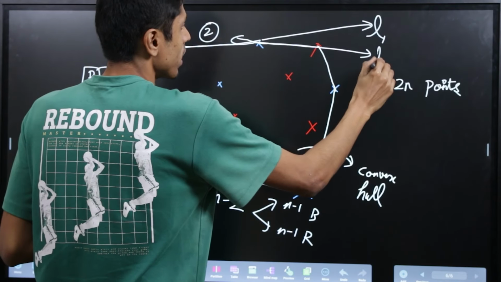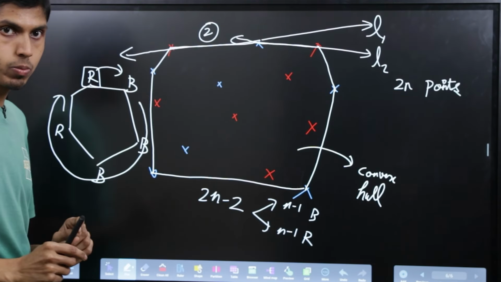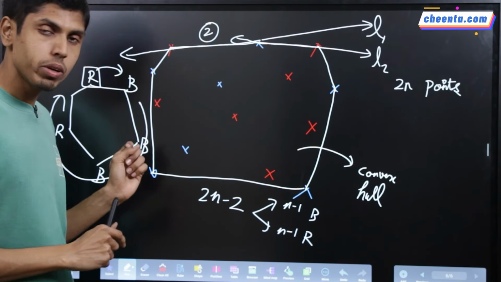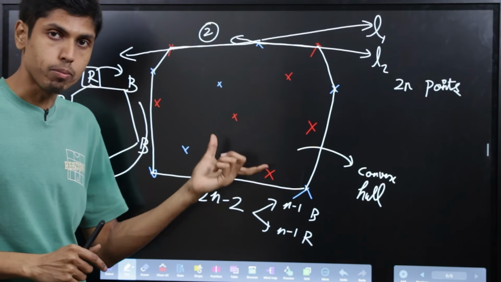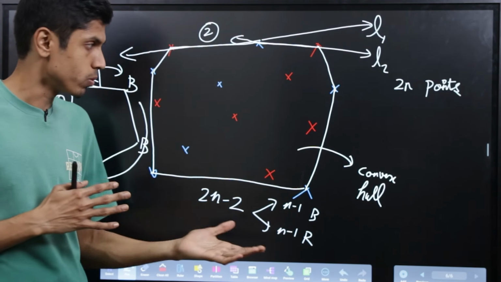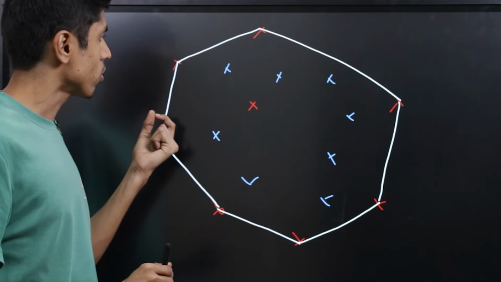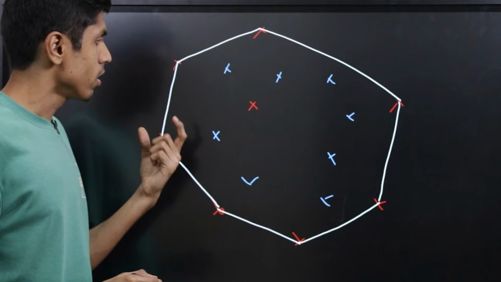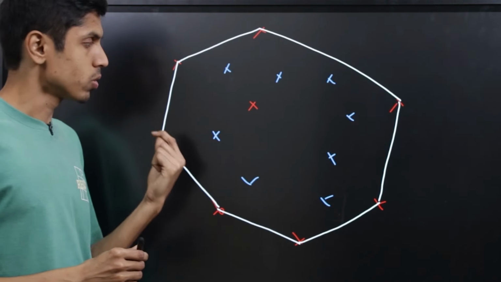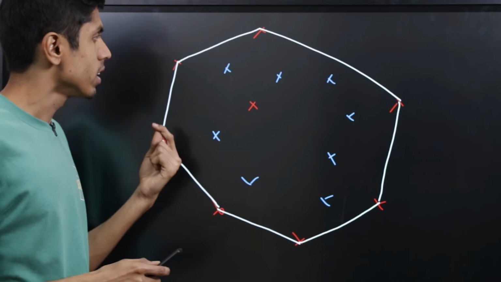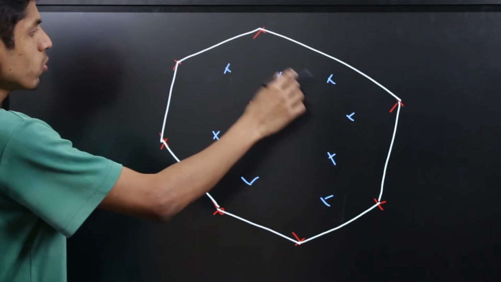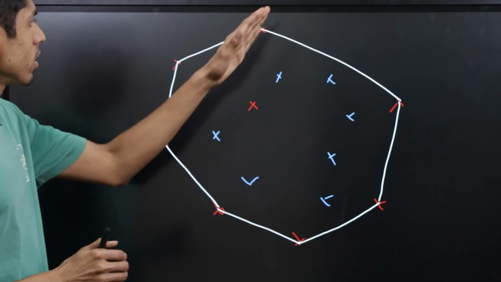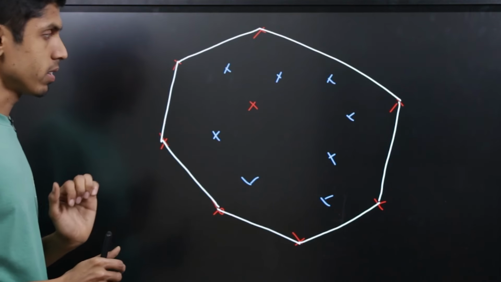Therefore, you will get two balancing lines, say L1 and L2. Next case is when all the colors on the perimeter of the convex hull are the same, say all red or all blue. As you can see in this configuration, the convex hull has vertices of one color, so it is monochromatic, which is red. All the blue points lie inside it.